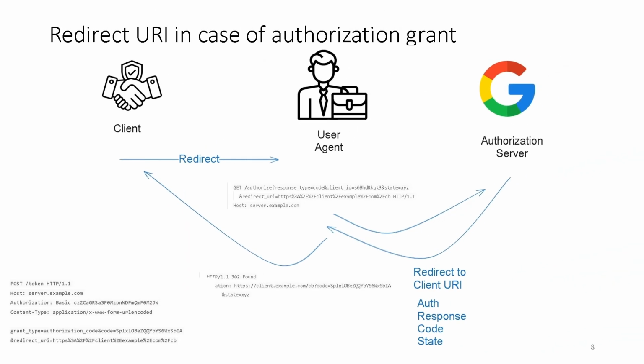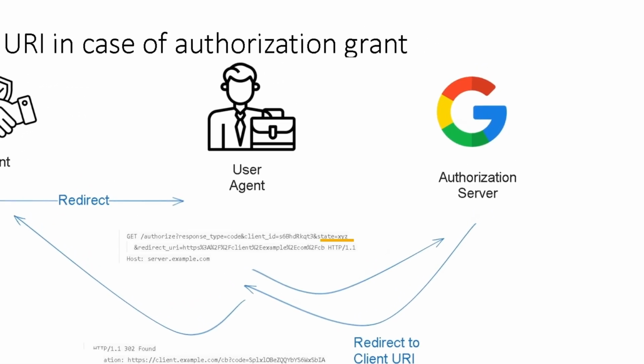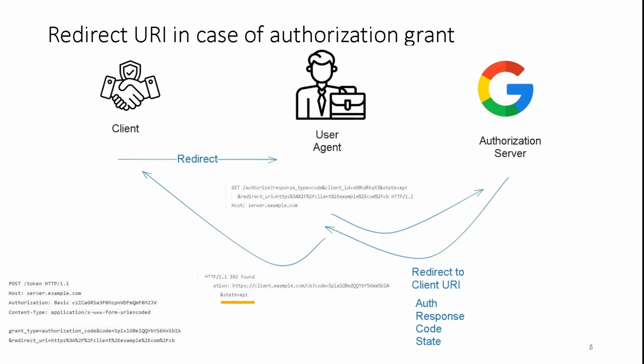The state and audience parameters are optional, but recommended for security and validation purposes. The state parameter is a random string that the client generates and sends in the authorization request, and then verifies in the callback response to prevent CSRF attacks. In this case here, we see the state is equal to XYZ, and that's also used to correlate back to the authorization server coming back with that redirect with the access token.